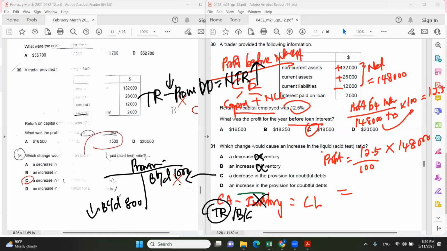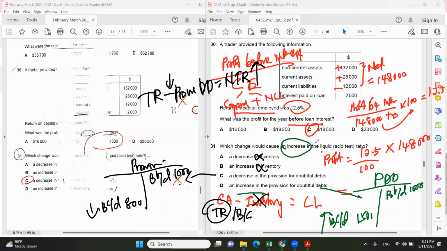Whereas if this is increased, that means another scenario for this T account. The provision for doubtful debt, here balance brought down 1,000. Balance CD, when it's increased, that means this amount will become, let's say, 1,005. So that is called increase. When this one increases, net trade receivable will decrease. So in order to increase this amount, current asset must increase. So we should choose the C.